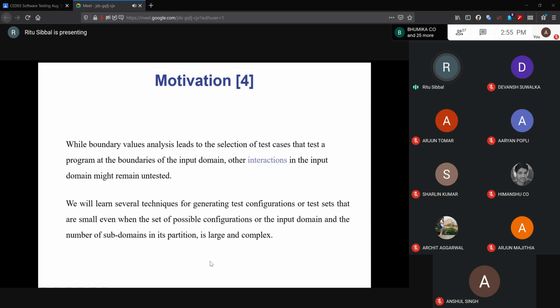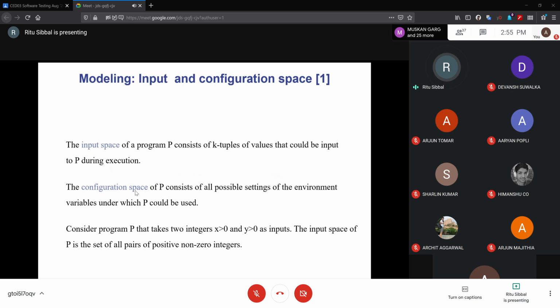Now let us see how we model the input and configuration spaces. Let us suppose there is a program P and the input space or input domain consists of k tuples of values that could be input to P during execution. So that is the input space. There are two things here: an input space and a configuration space. Remember, input space is the inputs which we are giving to the program, and configuration space is the environmental settings. So there are two spaces. One is the input space, consisting of k tuples of values, and the other is the configuration space, which is the possible settings of the environment variables under which P is used.